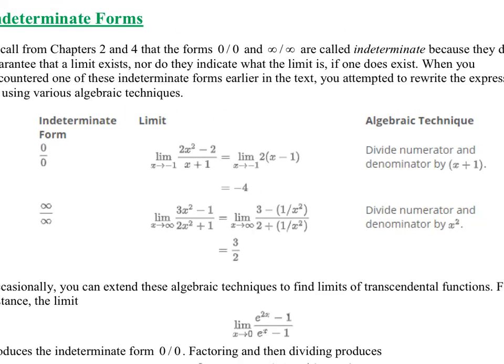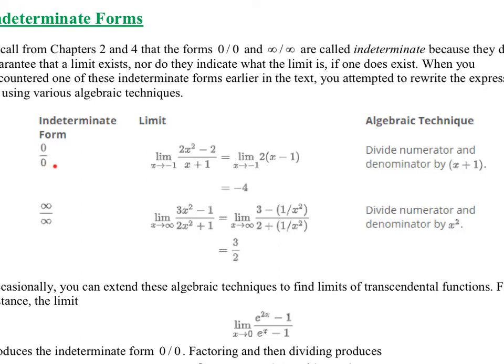So for instance, the first and main indeterminate form we saw was of the form 0 over 0. Imagine you were trying to evaluate the limit as x approaches -1 of 2x squared minus 2 all over x plus 1. If I plugged in the -1 on top, this would be 2 minus 2, which is 0, and this would be -1 plus 1, which is 0. So we get that indeterminate form 0 over 0.